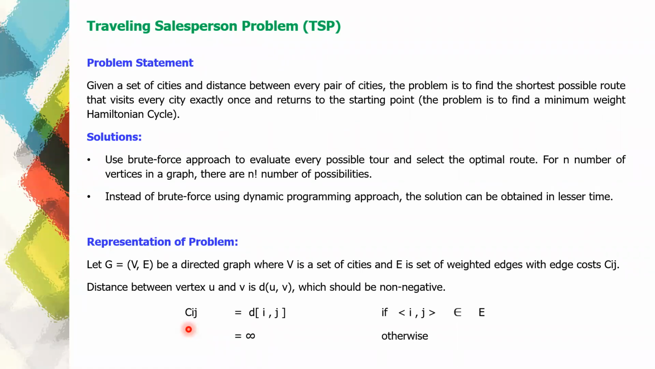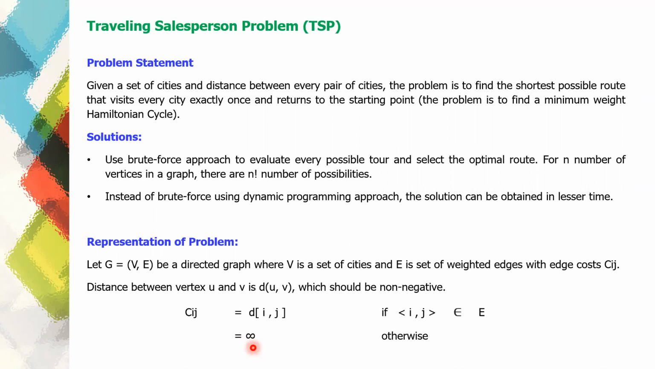There is also the possibility that there is no direct route between i and j, that is, there is no direct edge connecting i with j. In such a scenario, the distance between i and j will initially be taken as infinity.